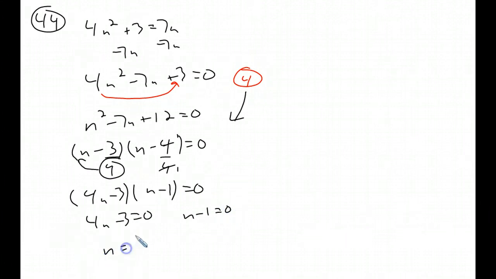So n will be 3 over 4 when you add the 3 and divide by the 4, and n will be 1 when you add the 1. There are both of your solutions.